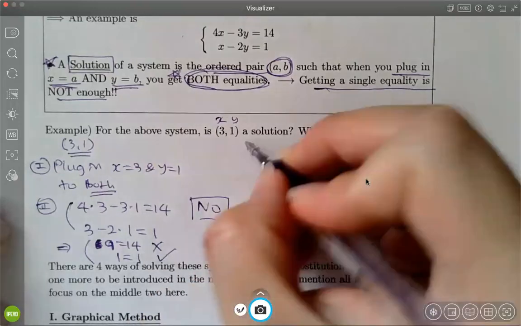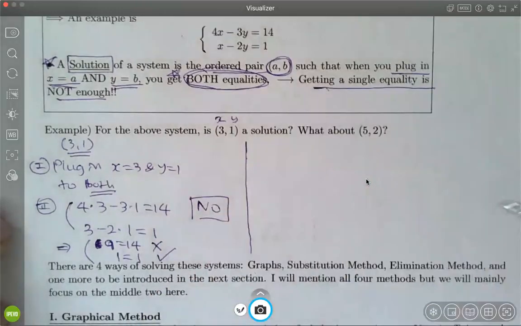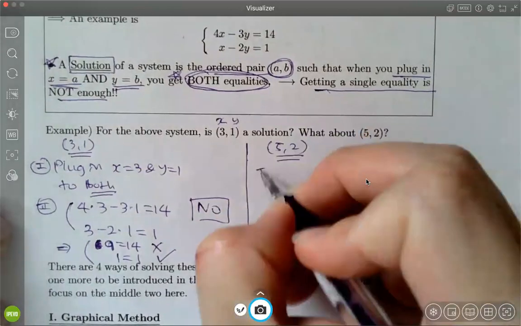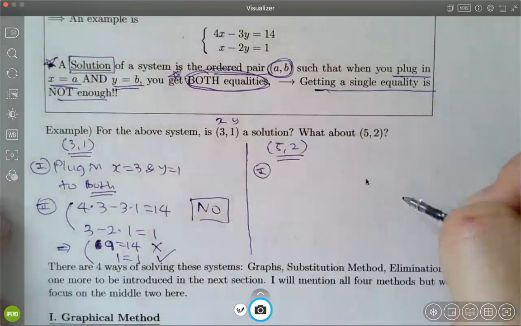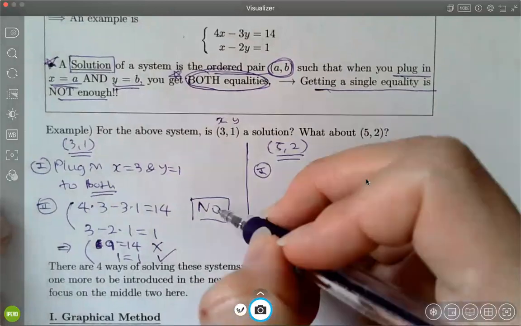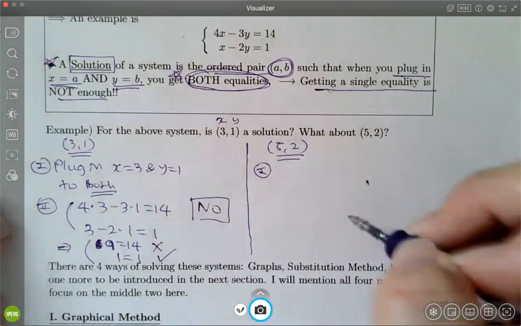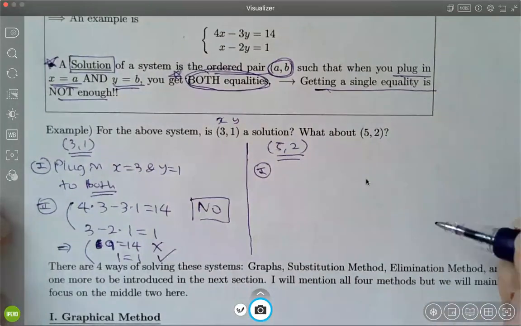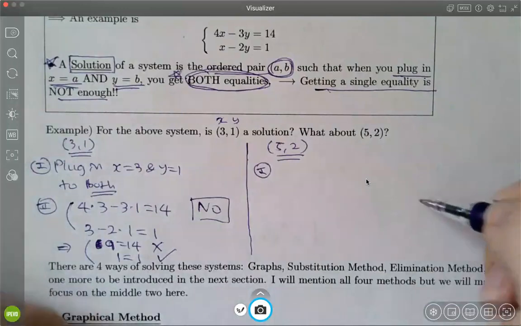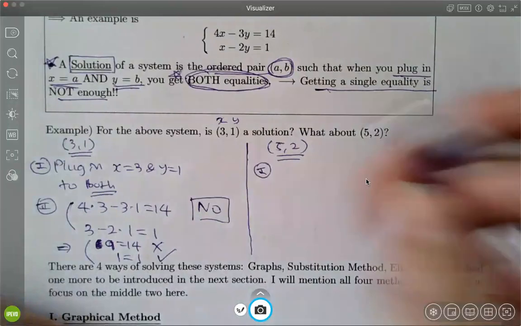And now, what about 5, 2? In the past, one person said, oh yeah, that's a solution. And I said, why? Or how do you know? And he said, well, because that answer was no, so the answer for 5, 2 better be yes. Oh yeah, I was like, impressive. You have excellent guessing skills. And yeah, that should be the case, right? But let's verify, okay?